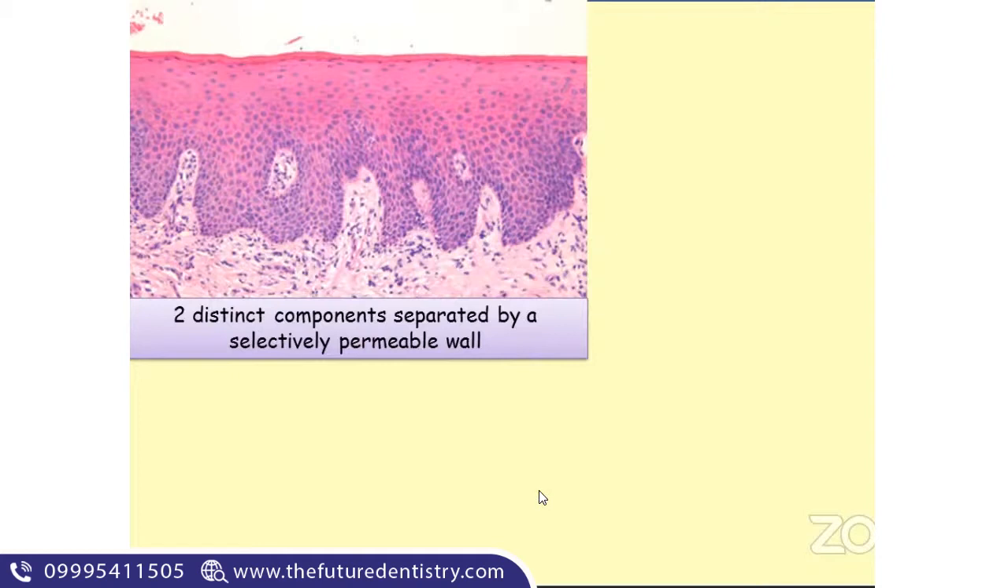The epithelial component, which is ectoderm derived and is avascular. Anything derived from the ectoderm is avascular. Epithelium is derived from the ectoderm and is hence avascular. This epithelium is separated from the underlying connective tissue or stroma or mesenchyme by a distinct border which is known as the basement membrane.